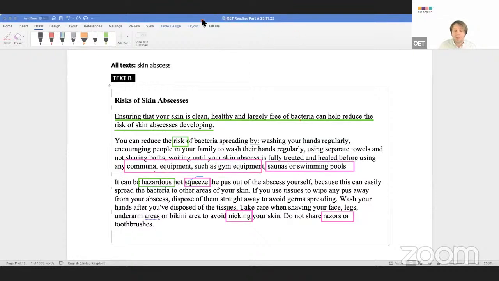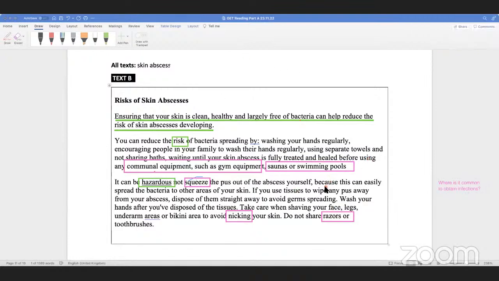For example, I'm going to make a question now. It's easy to make the question, right? The question is, where is it common to get infected? Skin abscesses or infections, right? Go to text B, scan, you find it. Okay, so those are keywords. What about the function of the text, guys? Anything?